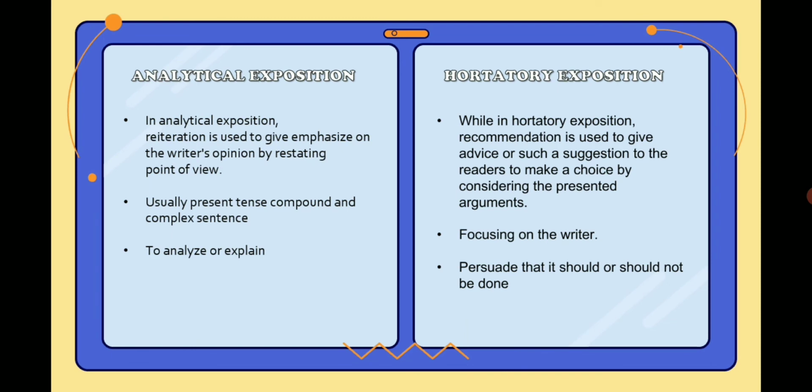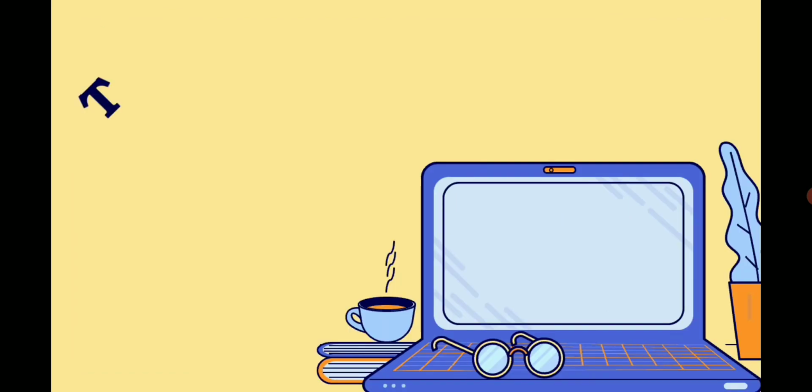While in hortatory exposition, recommendation is used to give advice or suggestion to the readers to make a choice by considering the presented arguments. And in hortatory exposition, the text is focusing on the writer's proposal, to persuade that it should or should not be done. So that's all.